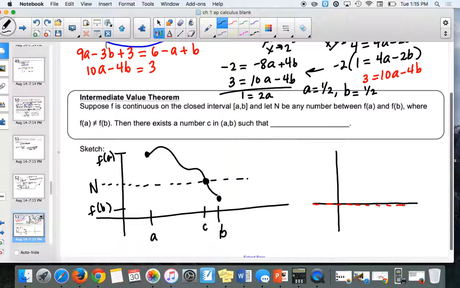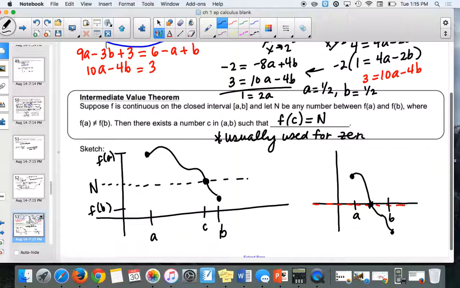So if you know that you have a and b as our interval, and let's say f of a is here and f of b is here, and we have a continuous function that joins them, then there has to be a 0, an x-intercept between them. Okay? So you'll see that a lot with the intermediate value theorem. So there has to be a place, so our blank is f of c is equal to n. Usually used for zeros. So zeros are x-intercepts.